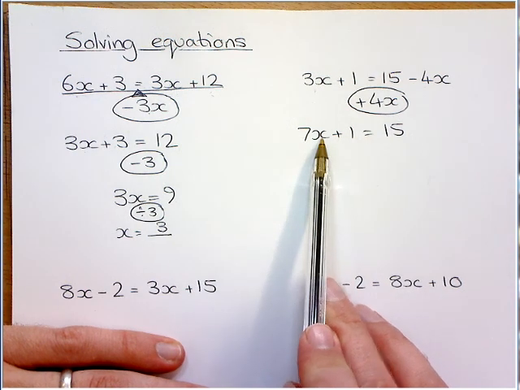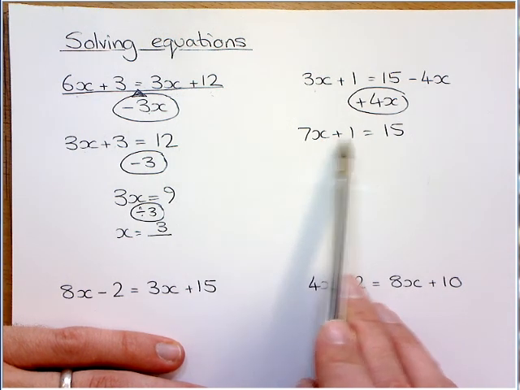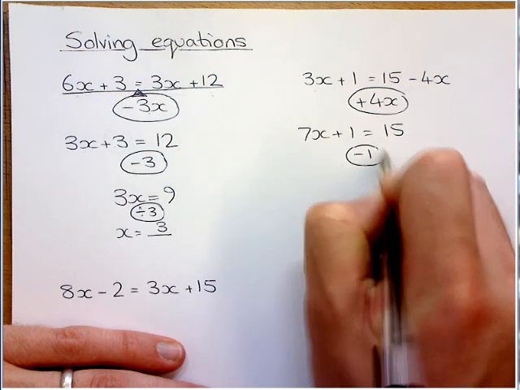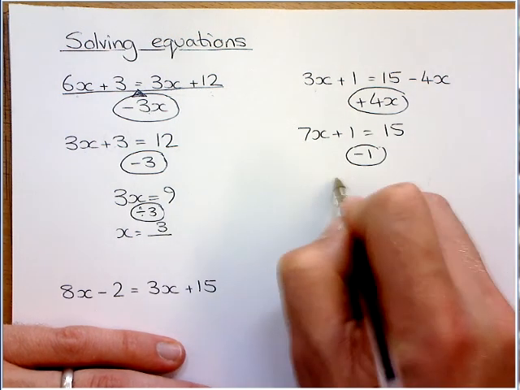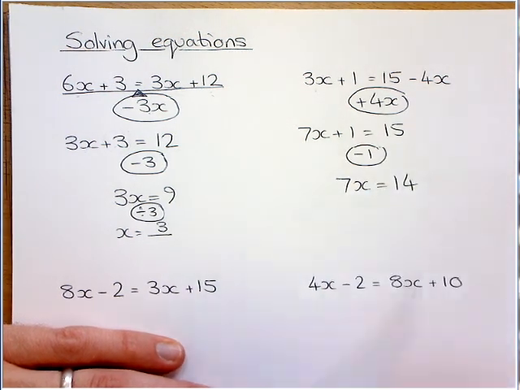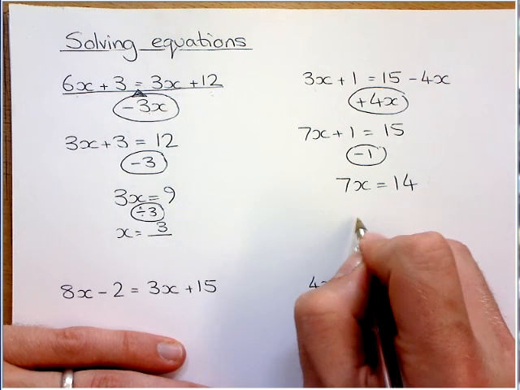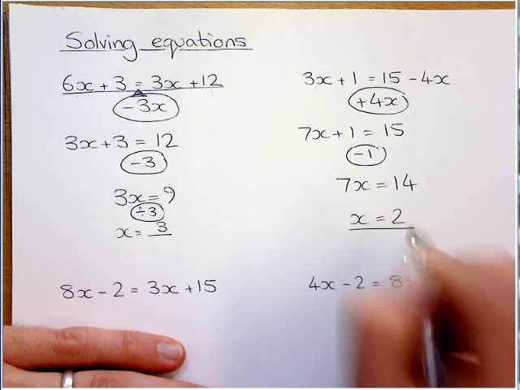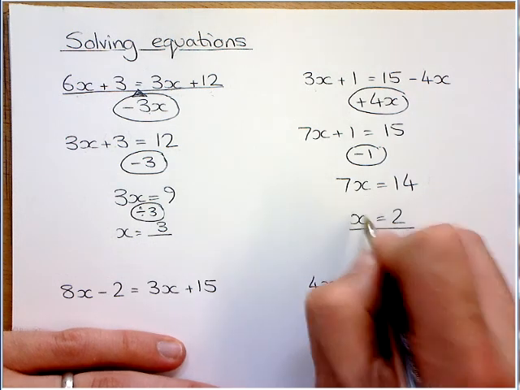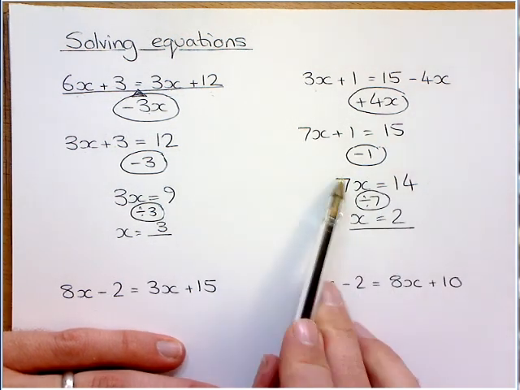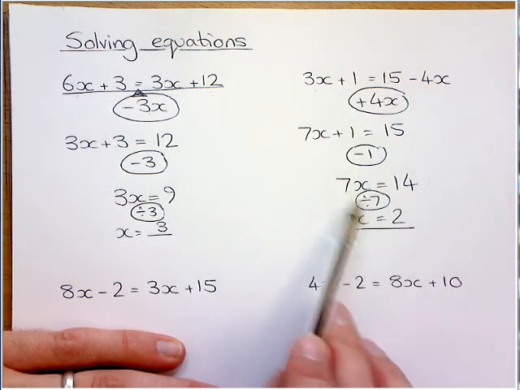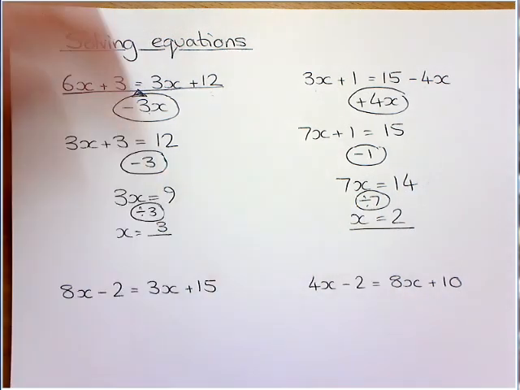Now, the letters are here, so this number is in the wrong place, so I have to remove this one. So let's take away 1 to remove the positive 1. Giving me 7x is 14, and then if 7x is 14, you should be quite comfortable saying that x is 2. If you're not, we are basically dividing by this number, the coefficient, to both sides.